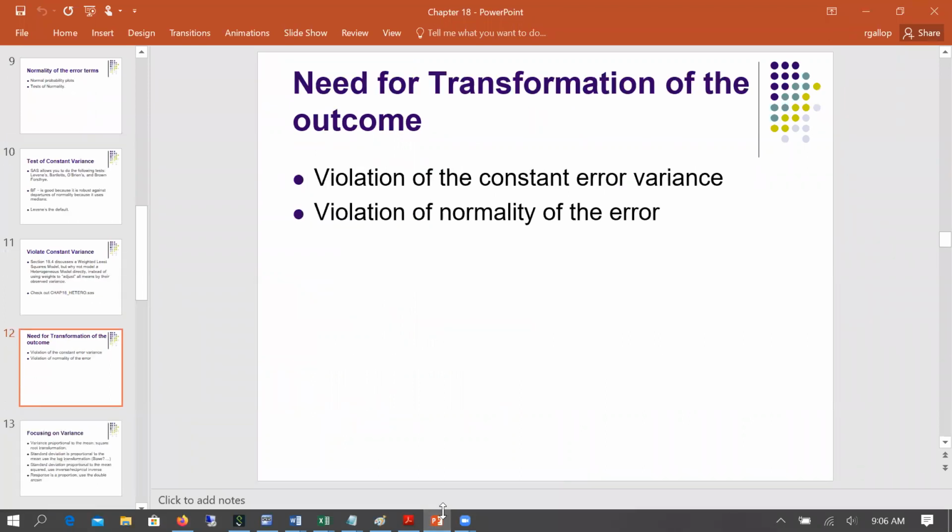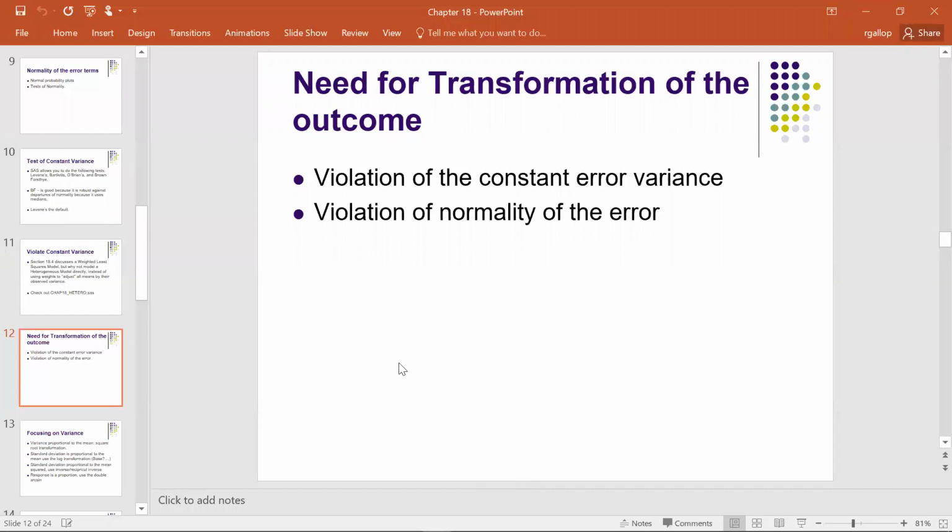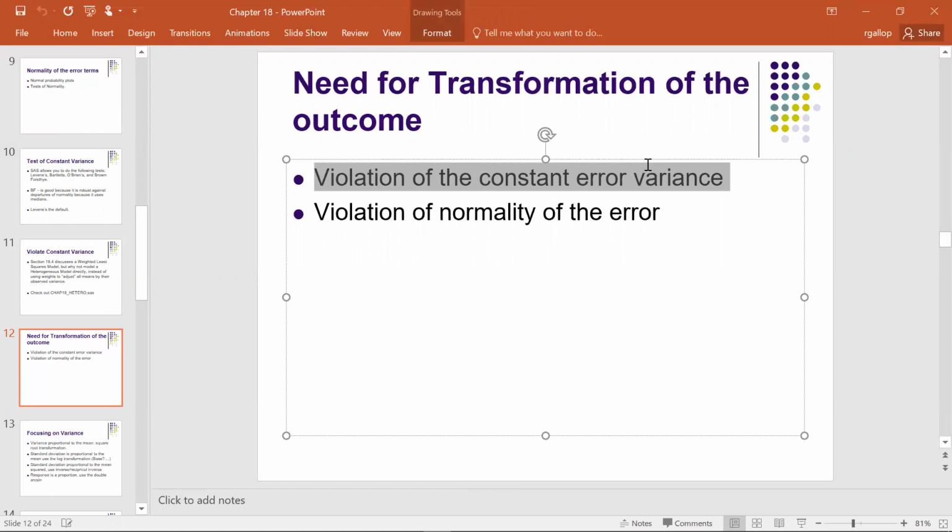So again, that violation of constancy of variance. Well, when we need a transformation to the outcome, in 512 you would talk about this constancy of error variance. Homogeneity of variance, we've attacked that just now by fitting a heterogeneous ANOVA model. Transformations are really going to help us when we're dealing with normality of the error.